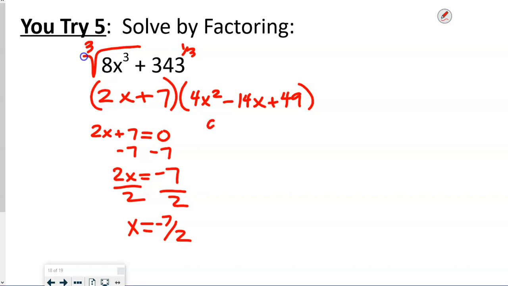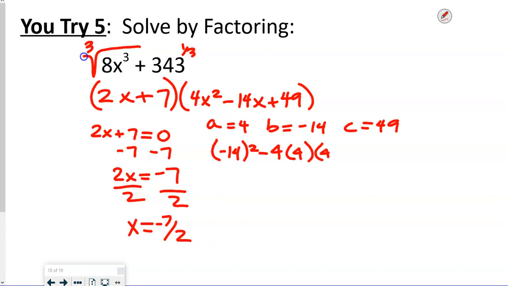Over here again, we're going to do our a equals 4, b equals negative 14, c equals 49. Going to do b squared, negative 14 squared, minus 4 times a times c. I can already tell that this is going to be an imaginary solution. So this is going to be 196 minus 784, which is equal to negative 588, okay?